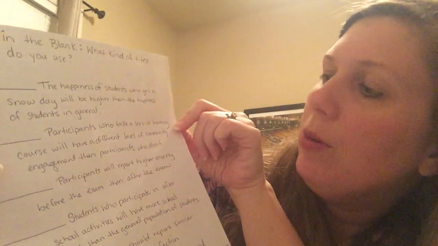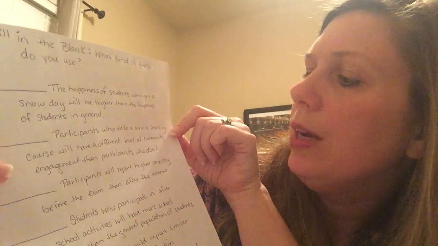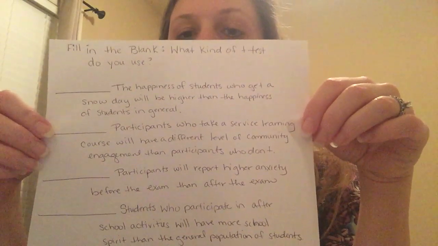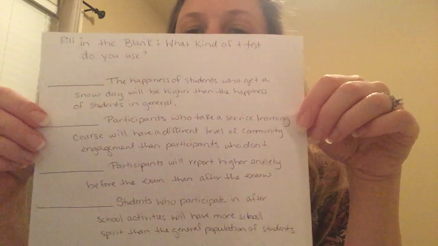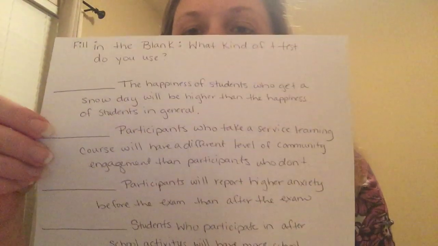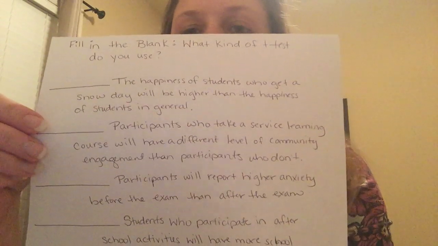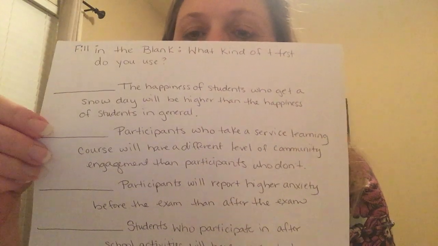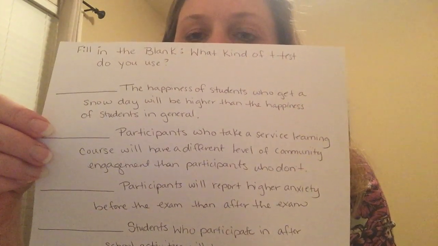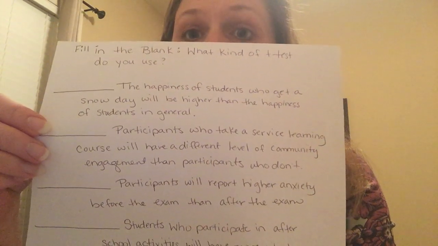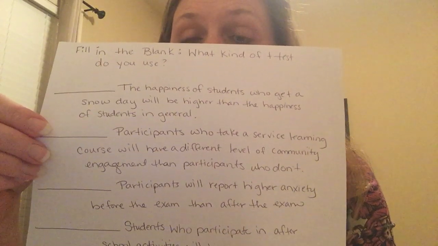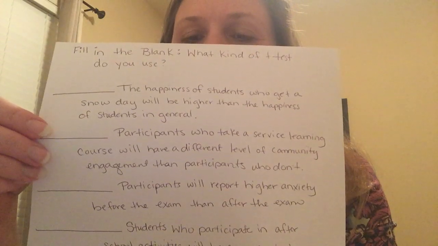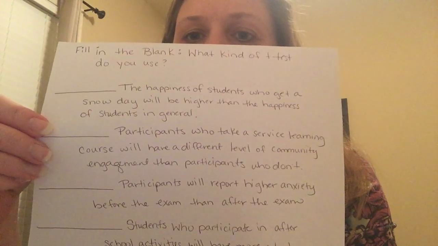The next one is participants who take a service learning course, and it says that they will have a different level of community engagement than participants who don't. This one's a little tricky. When I look at this, I'd say you've got two groups of people doing two different things, so it's not a dependent t-test. That's definitely not it. The key here is that it's an independent t-test.